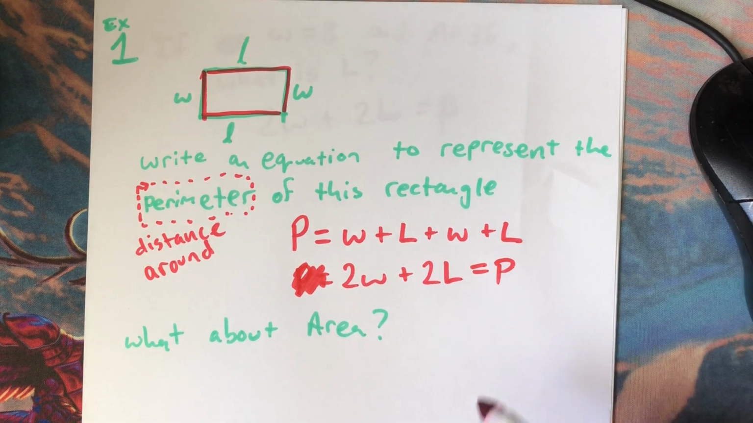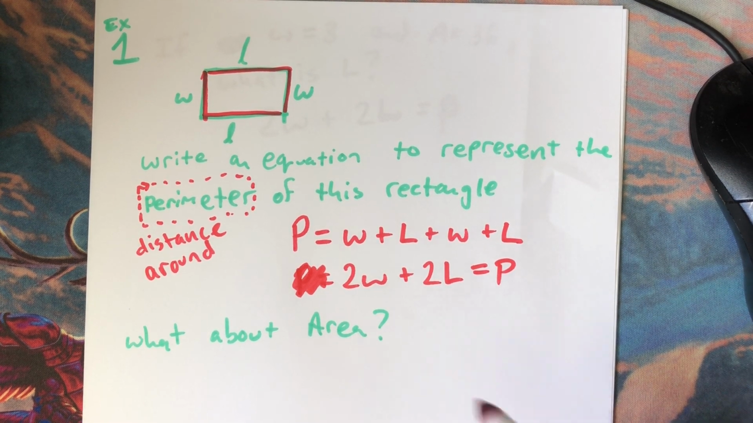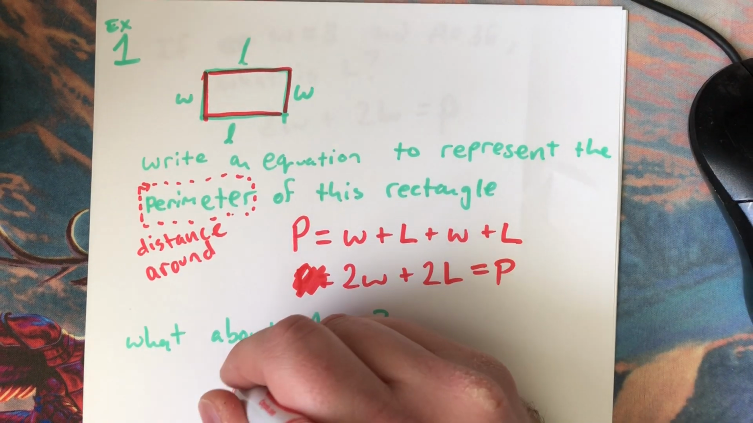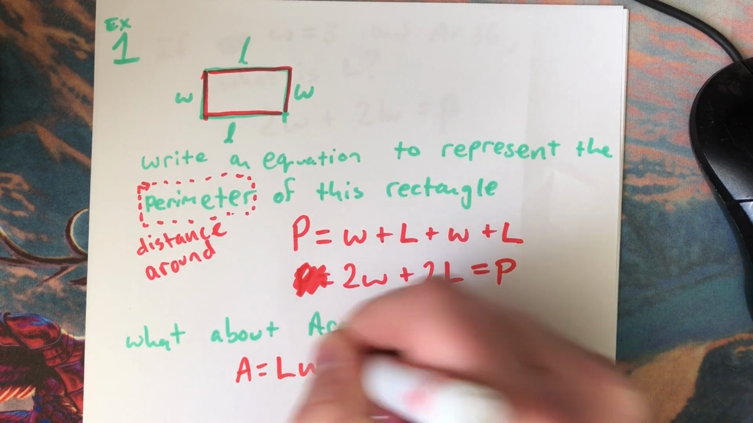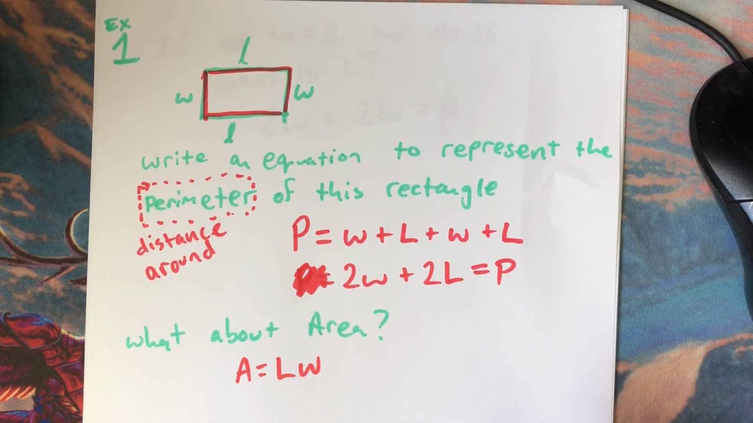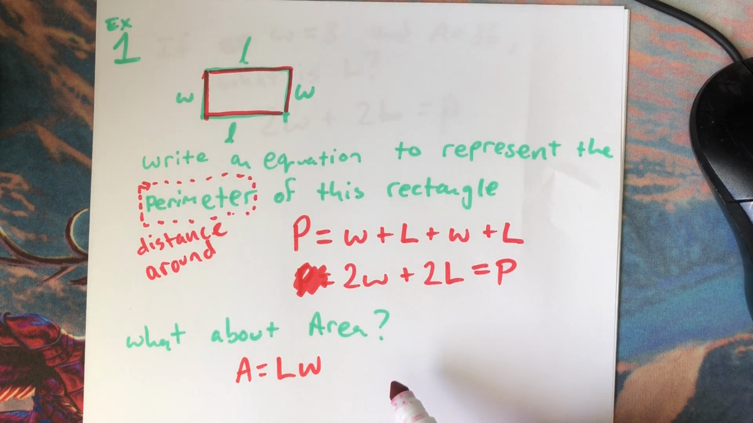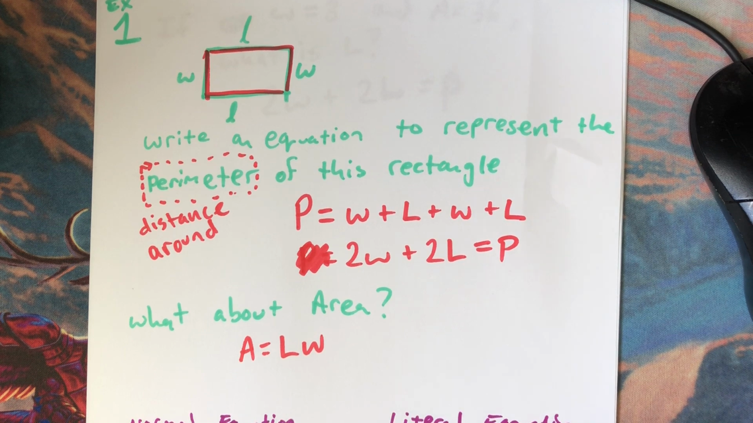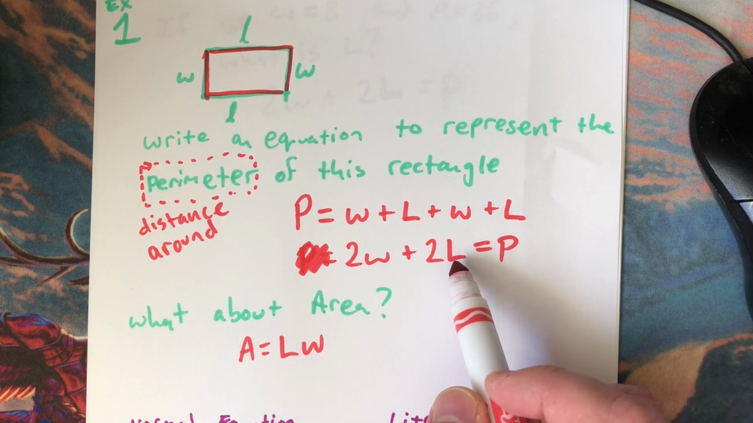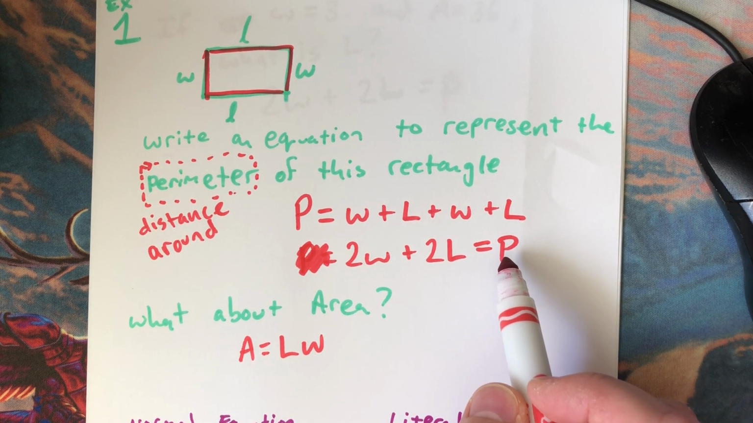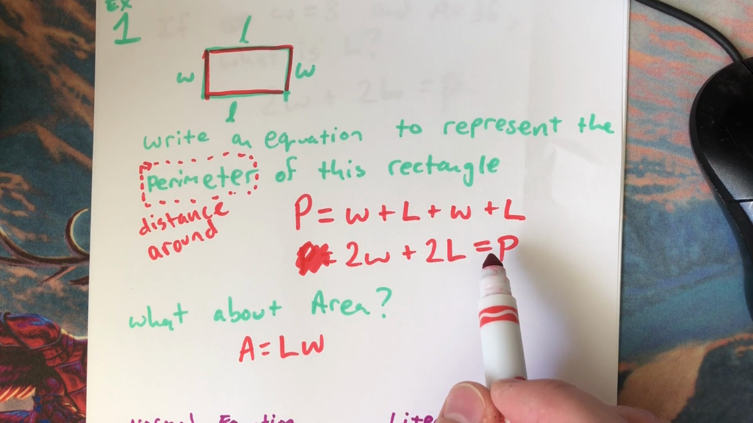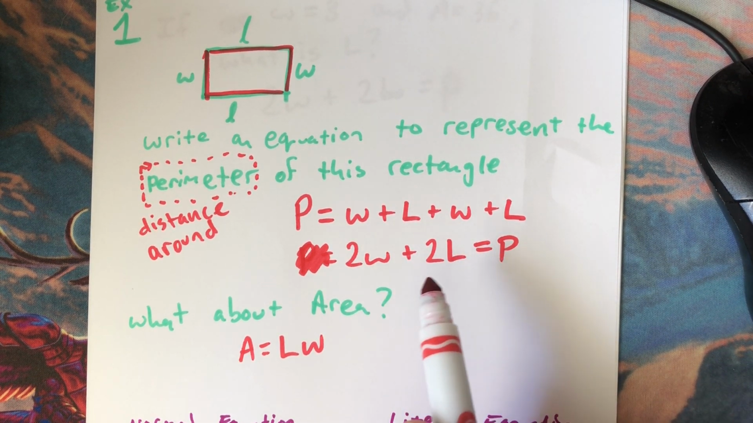What about area? Area, you might remember from before, is length times width. So we could just say area is equal to LW. These are both examples of what we would call literal equations. Literal equations have multiple variables that represent different things. Here we have a variable for width, a variable for length, and a variable for perimeter. All 3 of these things vary, which is what the word variable means.